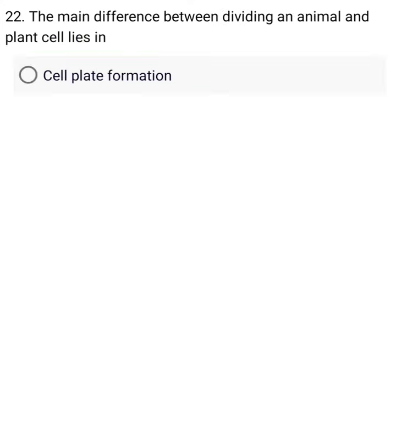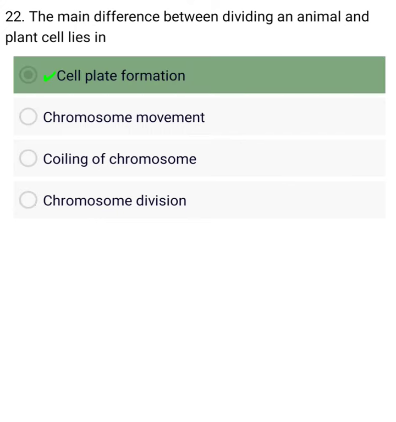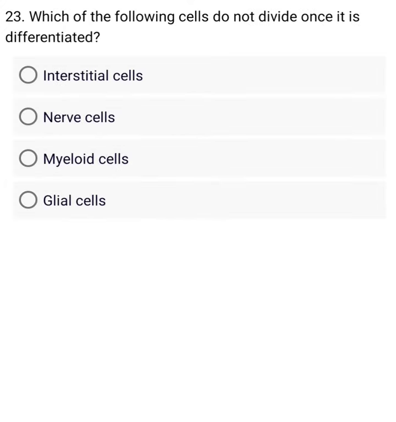The main difference between dividing in animal and plant cell lies in A. Cell plate formation. B. Chromosome movement. C. Coiling of chromosome. D. Chromosome division. Right.